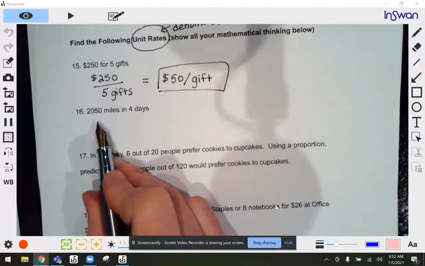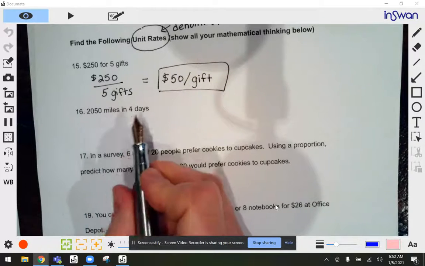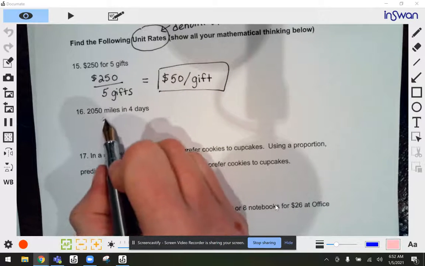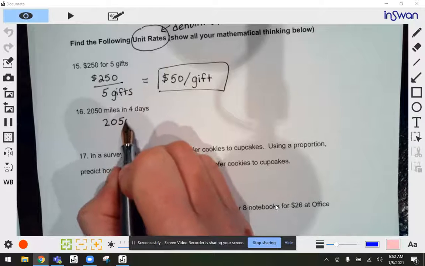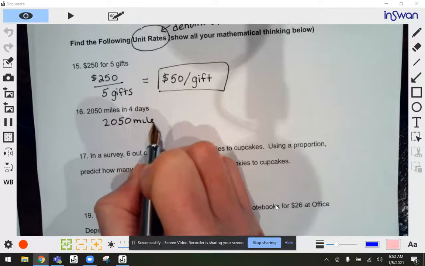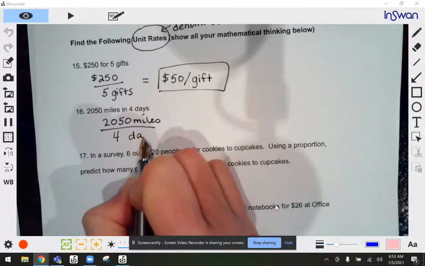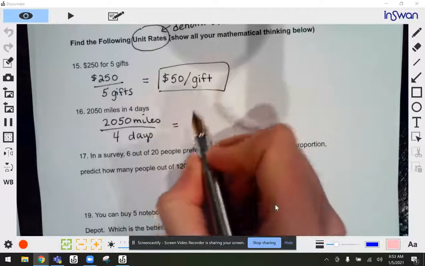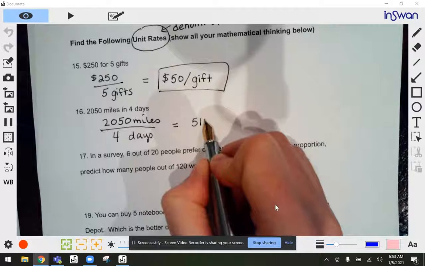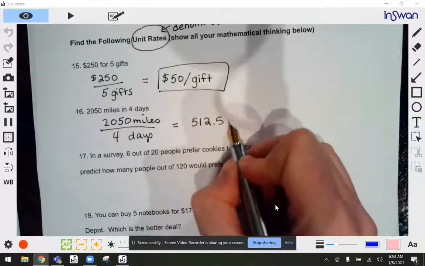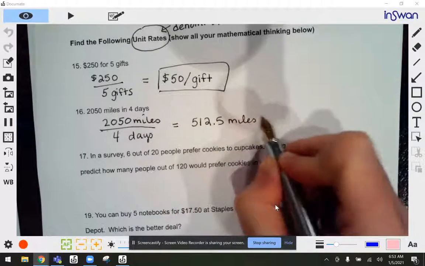Here, 2,050 miles in 4 days. Again, we want to know how many in 1 day. So if we say 2,050 miles divided by 4 days, that would tell us 512.5 miles per day.